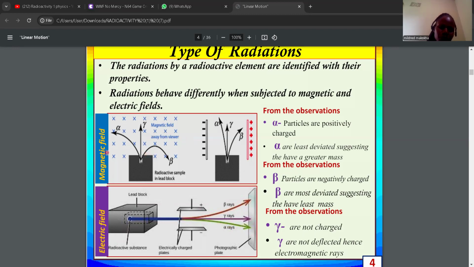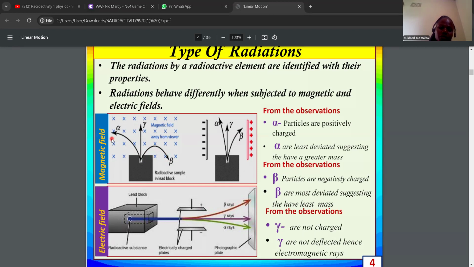Then, how will the particles behave within a magnetic field? Within the magnetic field, of course, beta and alpha will undergo a deflection, but gamma will remain straight. Why? Because gamma is not charged. But beta will be the most deflected again, and alpha will not be deflected so much as beta.